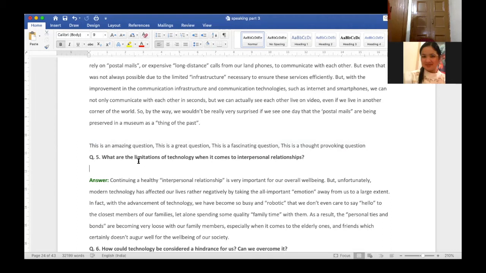So I will start the questions about the limitations of technology. When it comes to the limitation of technology in interpersonal relations, there are challenges introduced by technology into relationships. It includes the distance, lack of clarity, and impaired trust.